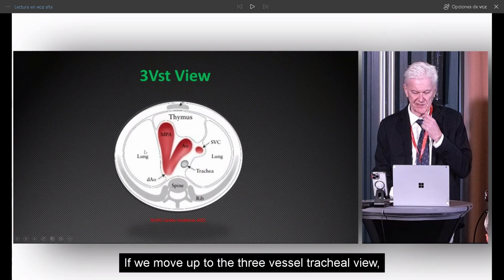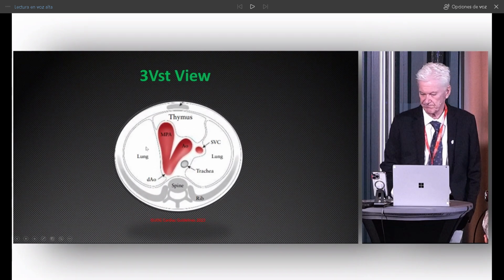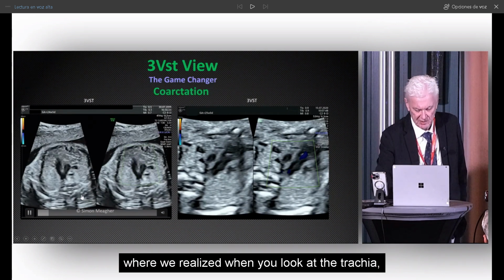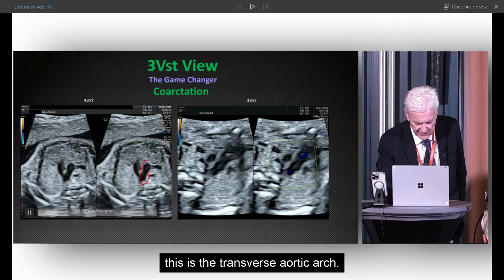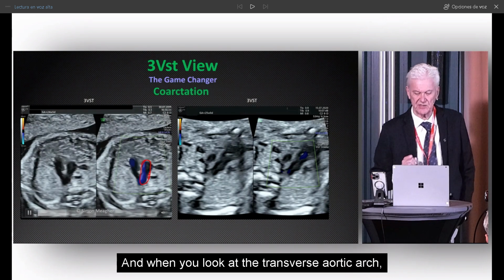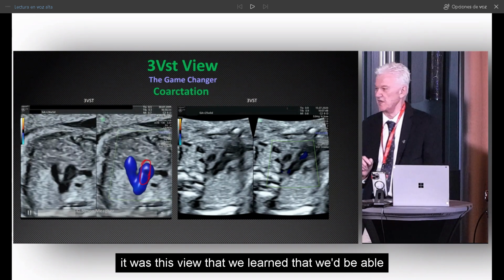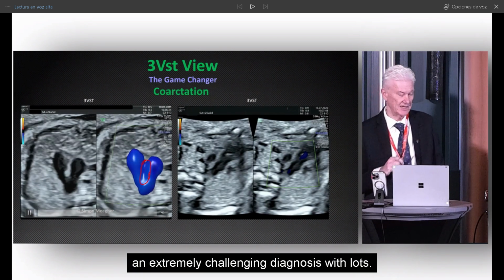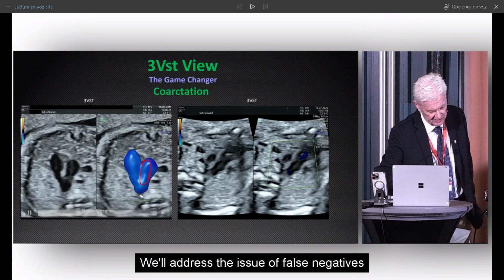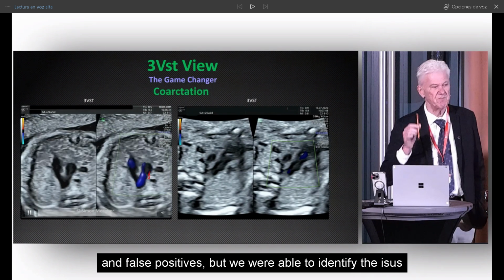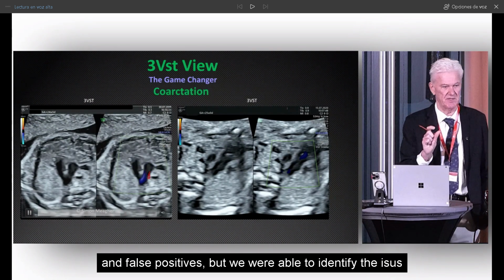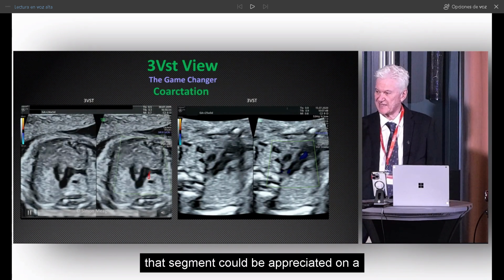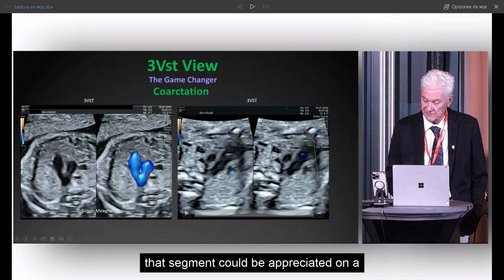If we move up to the 3-vessel tracheal view, this is a triumphant view. It was a triumphant view because it was the point in time where we realized, when you look at the trachea, this is the transverse aortic arch. And when you look at the transverse aortic arch, it was this view that we learned that we'd be able to pick up coarctation of the aorta. An extremely challenging diagnosis. We'll address the issue of false negatives and false positives. But we were able to identify the isthmus after the left subclavian artery was given off and before the duct joined. That segment could be appreciated on a 3-vessel tracheal view.